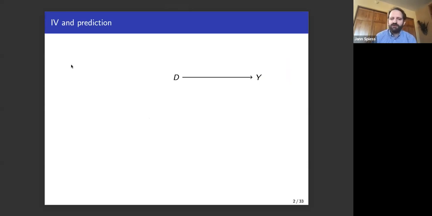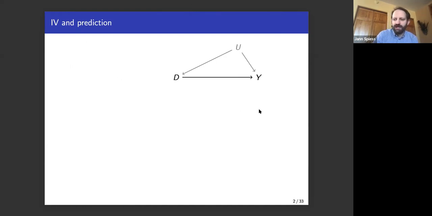So what I want to discuss today is inference on causal effects. I'm going to assume that there is some treatment D and some outcome Y. We want to estimate the effect of D on Y. However, I'm assuming that there is some confounding going on, meaning there are some unobserved confounders that drive both selection into treatment and the outcome itself.